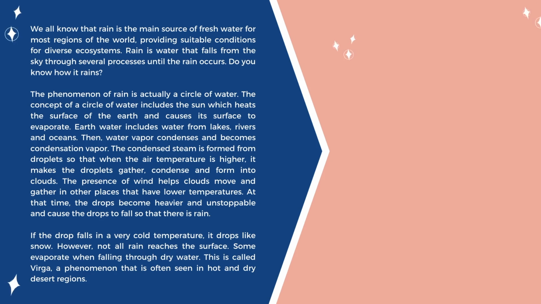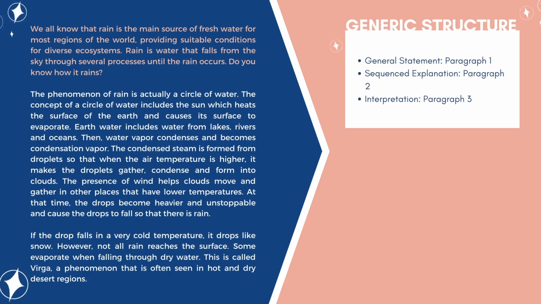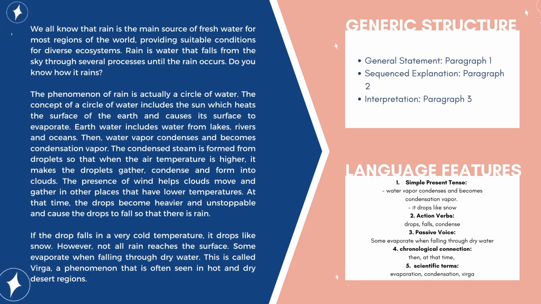However, not all rain reaches the surface. Some evaporate when falling through dry water. This is called virga, a phenomenon that is often seen in hot and dry desert regions. After reading this text, we can conclude that the general statement is in paragraph 1, the sequence explanation is in paragraph 2, and the interpretation is in paragraph 3.